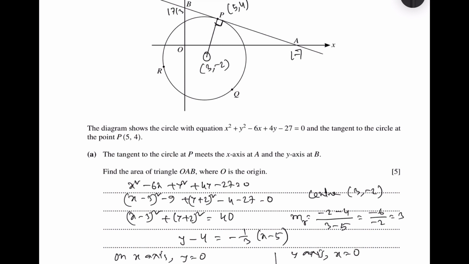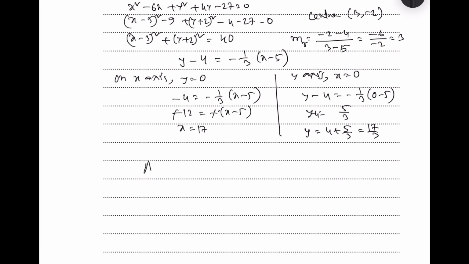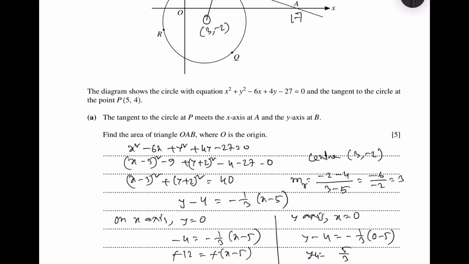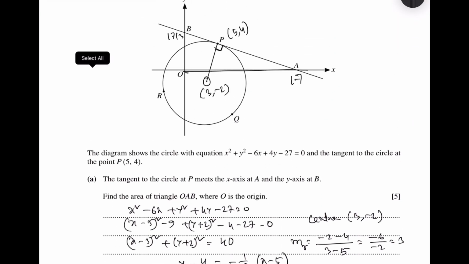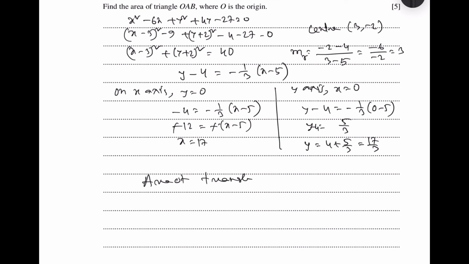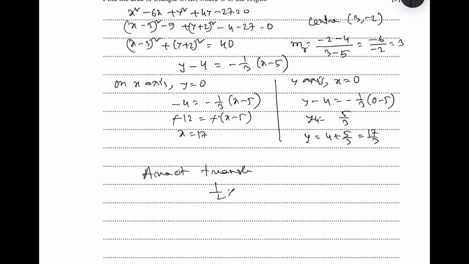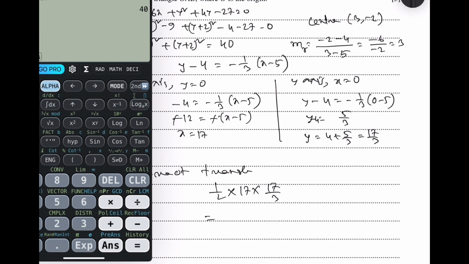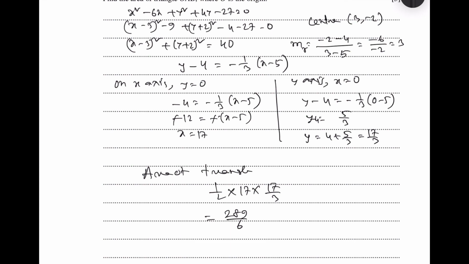So half base into height, we know the area of the triangle. This is base and this is height. So you can easily apply this base into height. Half 17 into 17 by 3. Now let us simplify using the calculator. Don't waste our time. 17 multiplied by 17, this divided by 6. So this is 289 by 6. This is the area of this triangle.